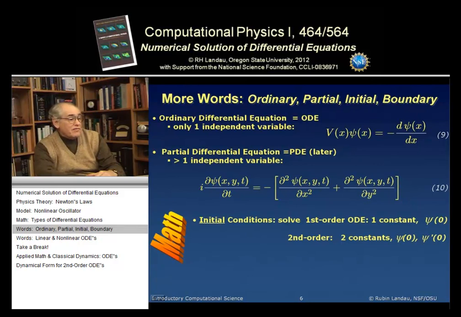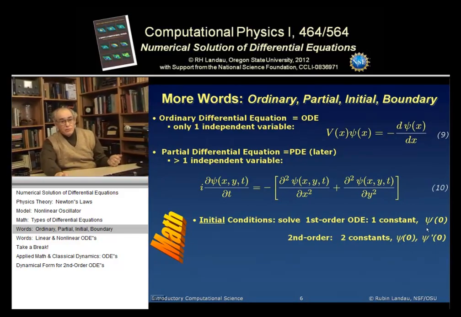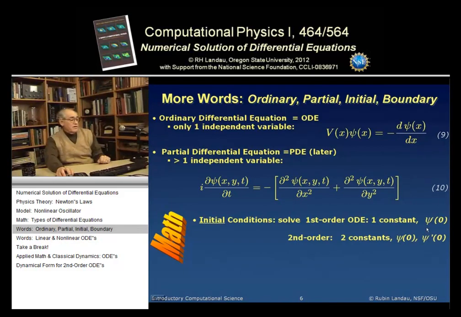Okay? So if we're solving a first order differential equation, first order reminds you means the first derivative occurs, and it's ordinary, so it's only a function of one variable, then there's an arbitrary constant that always comes in when we do the integration of the derivative, and that constant is normally taken as the initial value, psi of 0. It could be the value of the function at time 0, could be the value of the function at any time, but it's one constant that you need, an integration constant. First order equation, you need one constant.